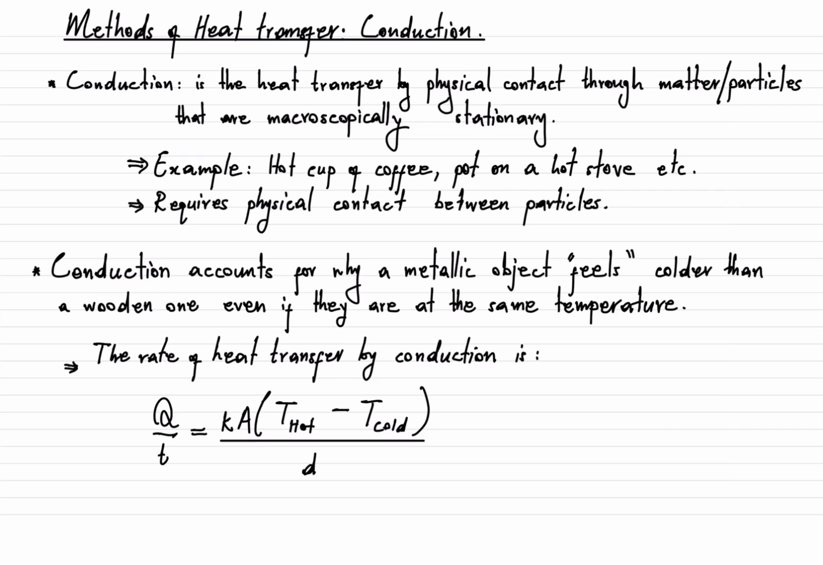And moreover, conduction as a means of heat transfer is able to explain why some objects, at least to the touch, feel cooler than others. For instance, metallic objects, every time you touch them, even though they're at the same temperature as everything in the room, will always feel somewhat colder than, say, a wooden substance or a substance made out of plastic.